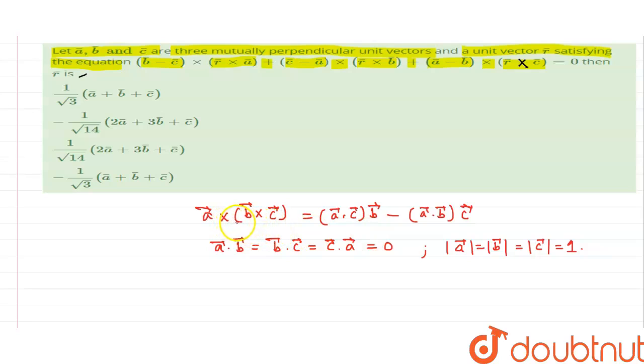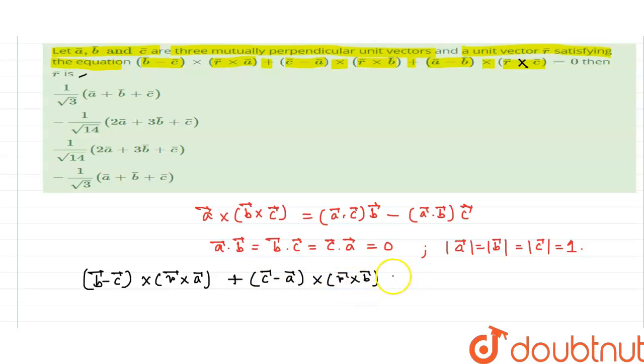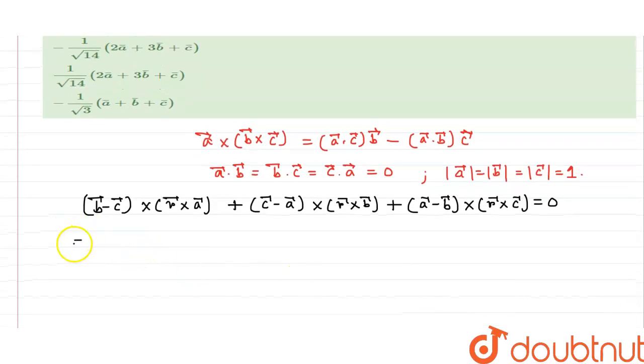That is given. Okay, so now for the problem, it is given that (B vector minus C vector) cross (R cross A vector) plus (C vector minus A vector) cross (R cross B vector) plus (A vector minus B vector) cross (R vector cross C vector) is equal to 0. So now you have to see that we use this formula.